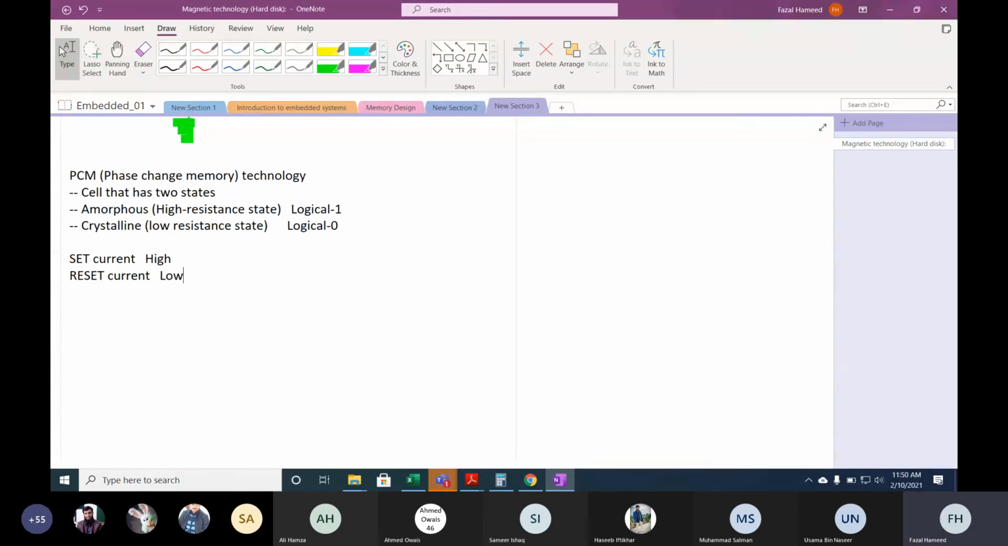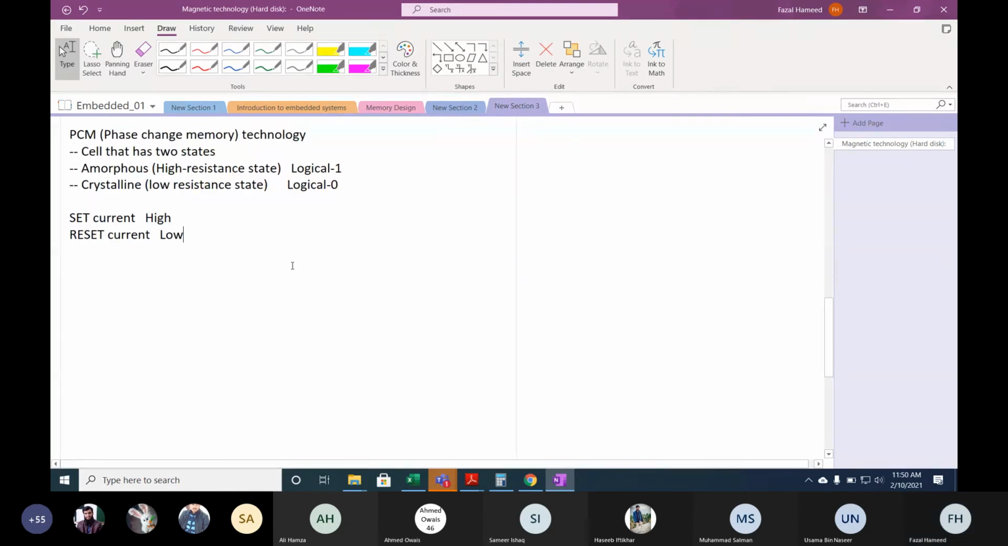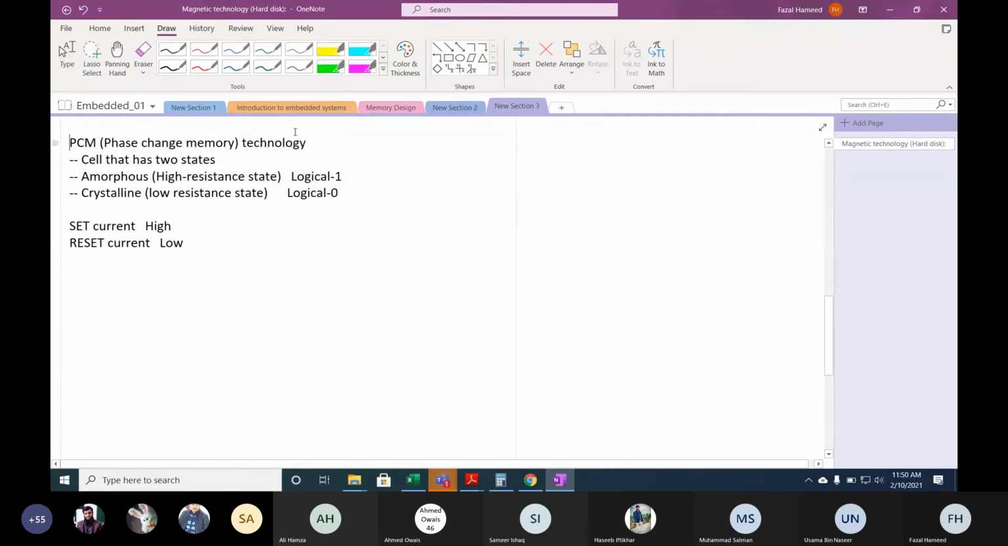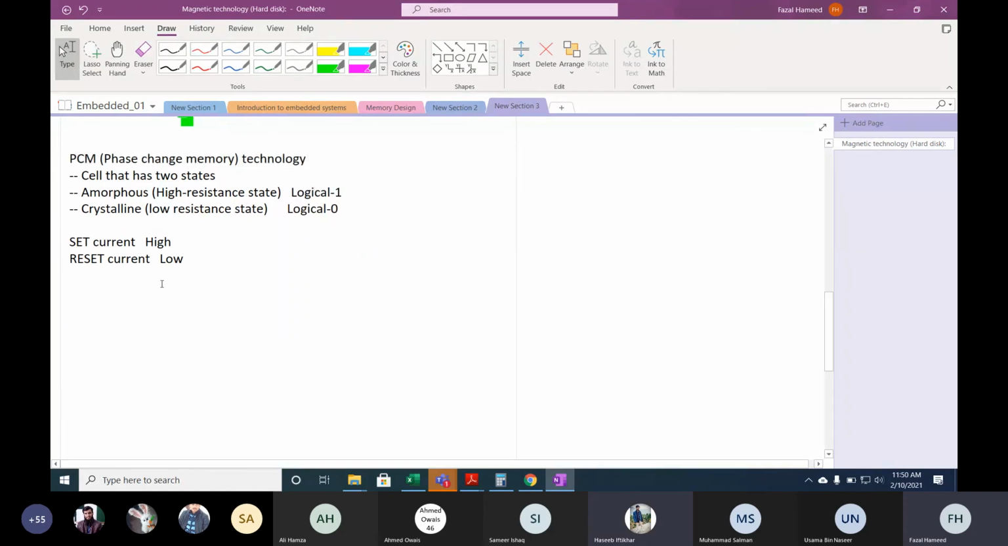So when you pass a very high current, it changes the resistance state of the cell. When you pass a low current, it also changes the resistance of the cell, and actually you can change the state of the cell. Did you understand better or not? Any question? Is the audio not coming? Sir, it is coming. Okay.